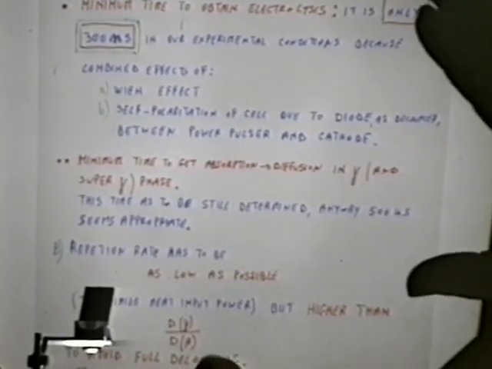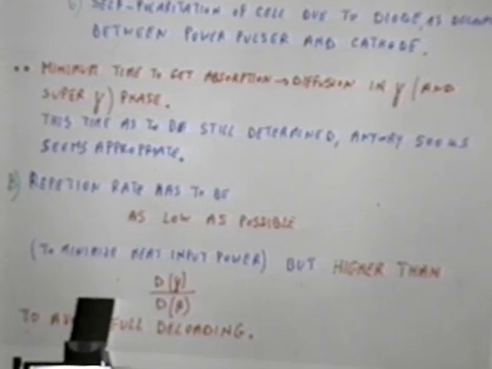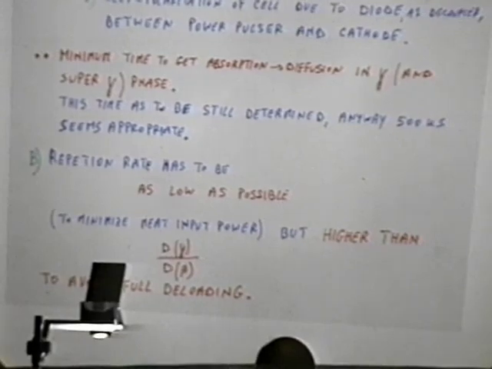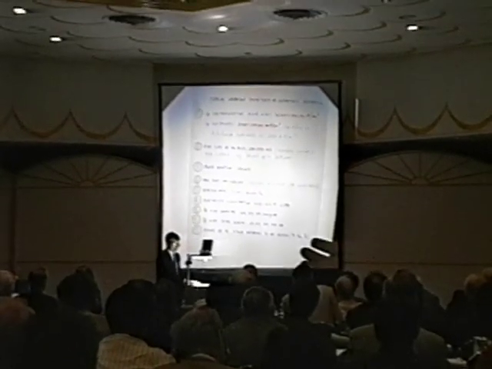And moreover, the repetition rate has to be as low as possible, but higher than the time between gamma and beta diffusion speed, in order to avoid full deloading of the system. This is our typical operating experiments.